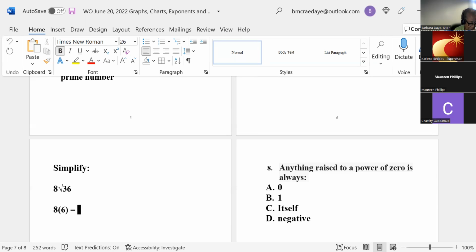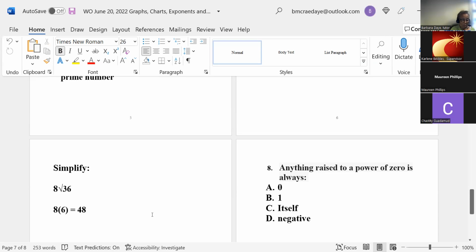48. I'm showing you this so you can see you can get a number when you simplify, because this square root of 36 is a 6, and then when you multiply it by 8, you get the number 48. So that's the simplification of 8 times square root of 36. You told me square root of 36 is a 6. Multiply that by the 8, you get 48. Got it?